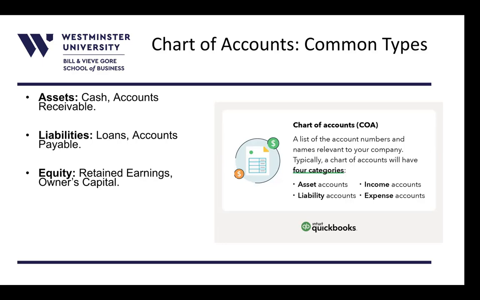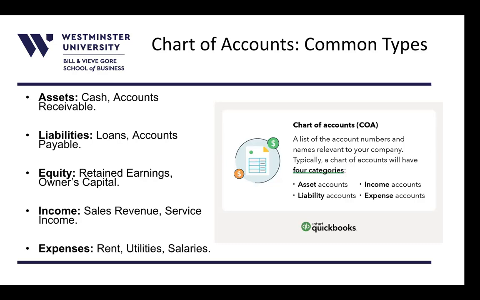Then there are the income statement accounts. This includes income, which are the earnings a company receives. This includes sales revenue or service income. Lastly, there are expenses, which are the costs a company spends. This includes rent, utilities, and salaries.